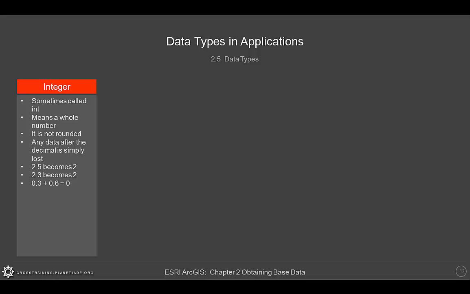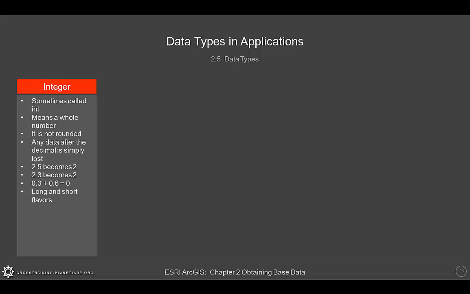Now if we were to add these two numbers together, 0.3 plus 0.6, and we want the result to be an integer, we're going to lose the fact that the answer is 0.9, which is much closer to the value of 1 than it is to the value of 0. But the way an integer works is it's just going to chop off anything at the end of that decimal. So it's going to say that the answer is a 0.